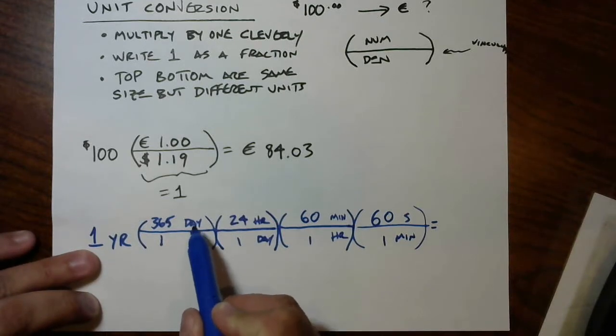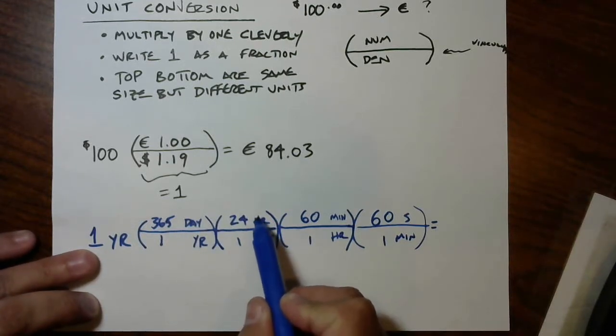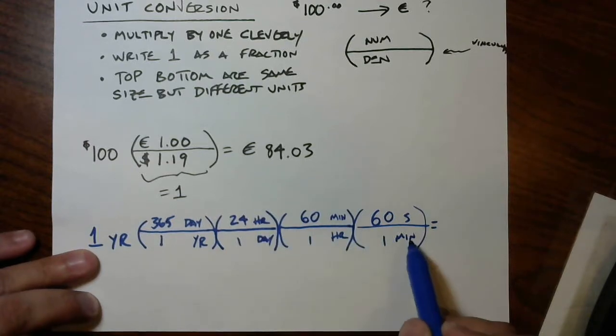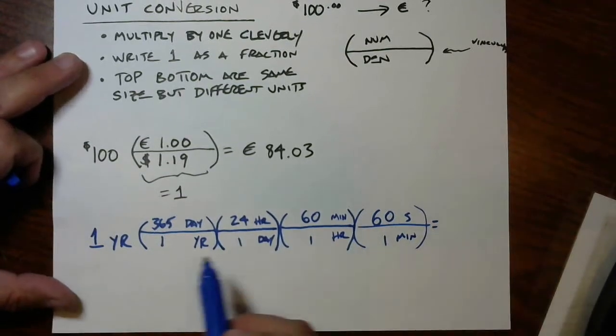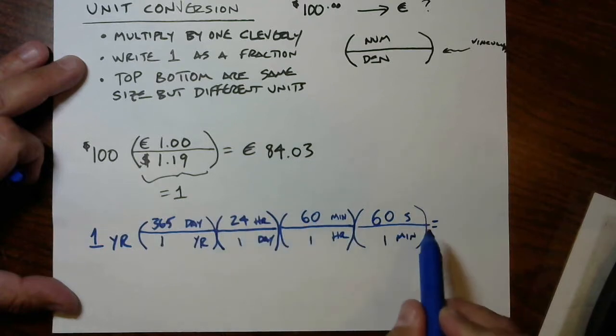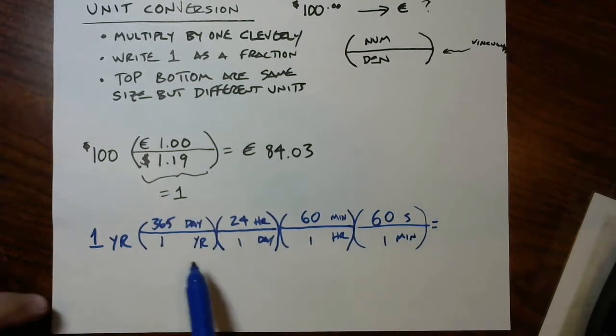Year cancels year, leaving me with days. It's canceled here, leaving me with hours, which is canceled here, leaving me with minutes, which is canceled here, leaving me with seconds. So I have to multiply by all the things on the top and divide by all the things on the bottom. Luckily, the dividing part is all a bunch of ones.